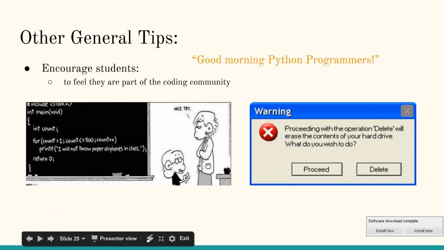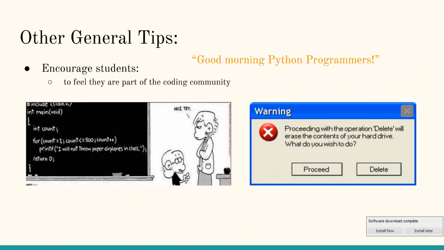Other general tips: encourage your students. Encourage them to feel like they're part of the coding community. It's kind of geeky, but I call my students Python programmers. I talk about when they're going to take Java, not if they're going to take Java, which is the next course in our sequence. I like to put little cartoons at the beginning of any slides that I'm having. They're like little inside coding jokes, and students enjoy them. And I take a few minutes to explain them and ensure that they actually understand what the joke is if it's not really evident, because it makes them feel like they're more part of the community.